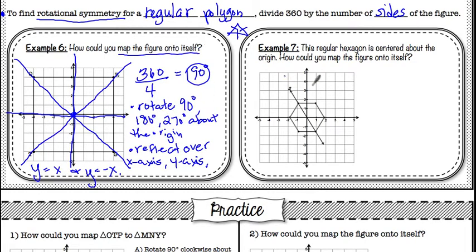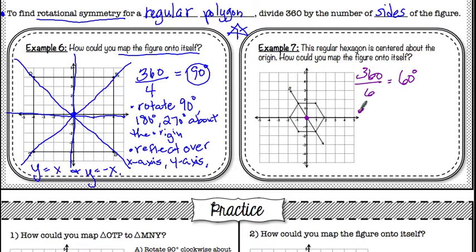And then the last example on this set of notes says this hexagon is centered about the origin. Here's the origin. How could you map the figure onto itself? There are many, many answers, and some of the answers we're mostly concerned about are the most obvious ones. So let's use this trick that we just talked about. There are 6 sides in a hexagon. 360 divided by 6 is 60 degrees.